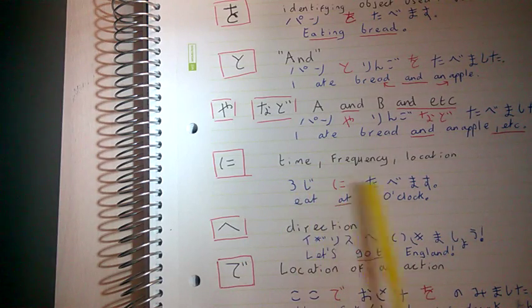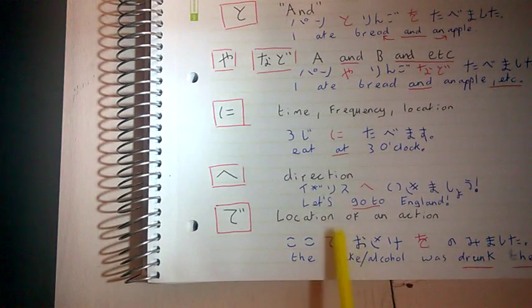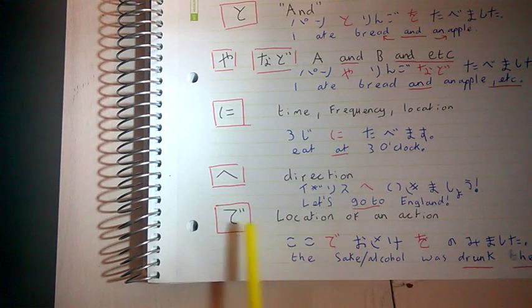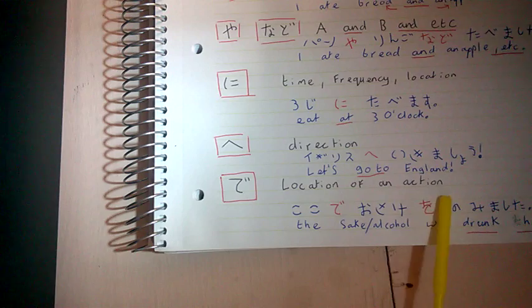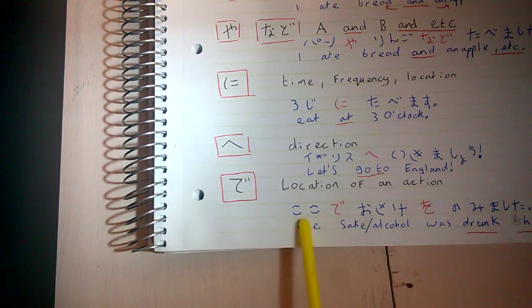So at 3 o'clock is when we eat. Then e is for the direction, and it's spelled with a he, but it's pronounced e. So England, in the direction of England, let's go to England. Then de, which is the location of an action. That's pretty much the best way I could figure out how to say it. So koko de. This right here is where the thing was done.